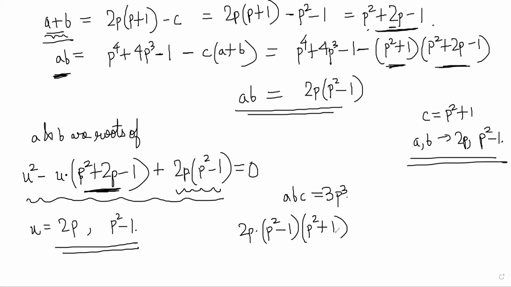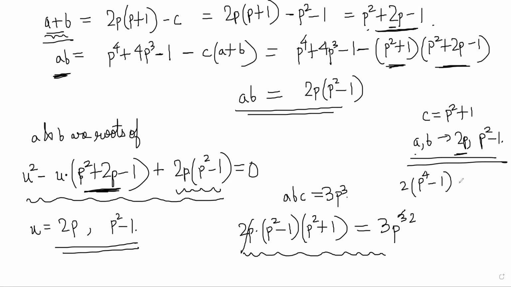So P square plus 1. So that is equal to 3PQ. And now we can easily solve this. P cannot be 0 because that will make the side here 0. So if P cannot be 0, we can cancel the P here. This becomes 3P squared. And if you simplify it a little bit, you get 2 times p power 4 minus 1 is equal to 3p squared, right? So you have 2p power 4 minus 3p squared minus 2 is equal to 0, right?